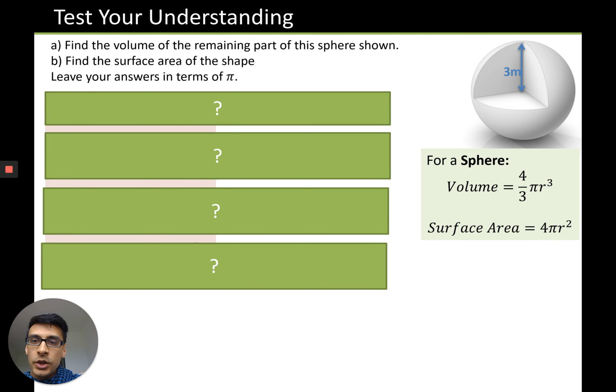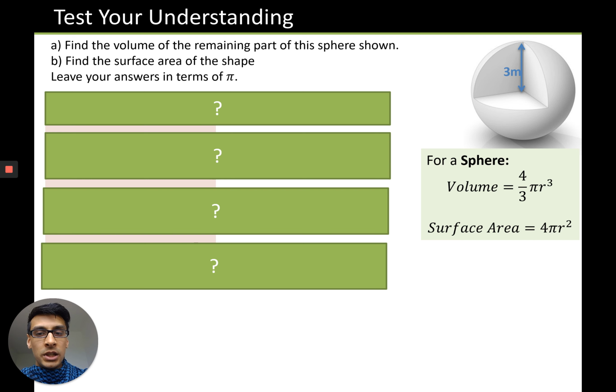Now, this is a slightly trickier question. So you can see there's a shape on the corner here. Find the volume of the remaining part of the sphere shown. When it says remaining, what it means is this chunk has been taken out. So the shape that you can see on the screen, what is the volume? And then part B, what's the surface area? I'm going to trust you guys will be able to do this whole question. So pause the video, have a go, and then I'll work through it with you.